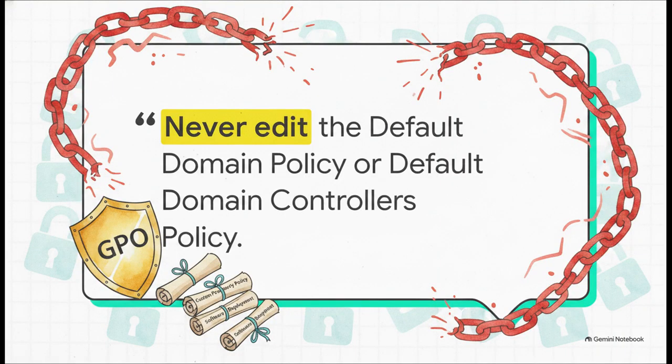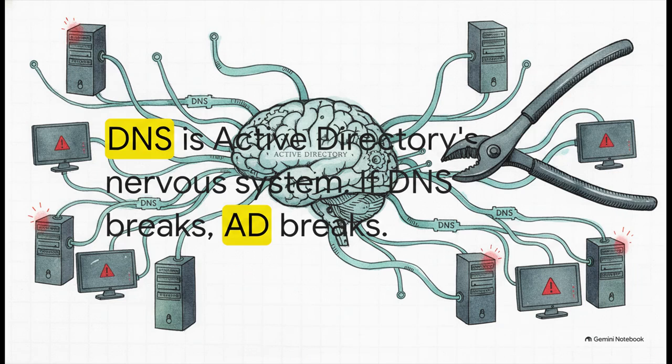And while we're on the topic of policies, I want you to write this golden rule down in permanent marker. Never, ever edit the Default Domain Policy or the Default Domain Controllers Policy. Leave them completely untouched. If you need to enforce a custom password policy or deploy new software, you always create a brand new, descriptively named GPO. Why? Because if you make a catastrophic error, you can just disable your custom link without breaking the foundational rules of your entire domain.